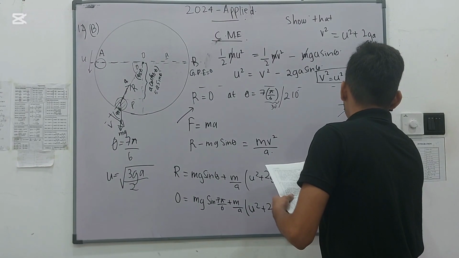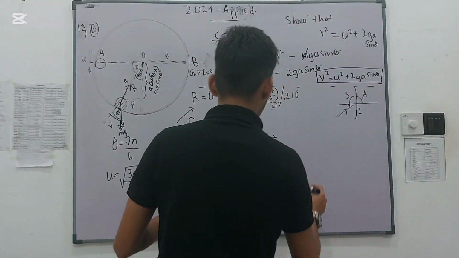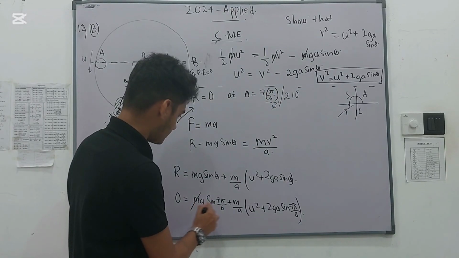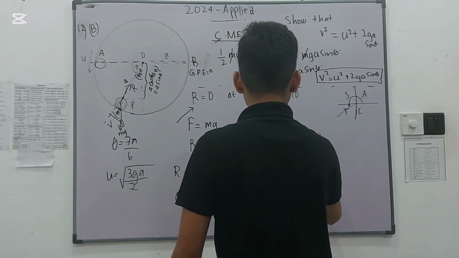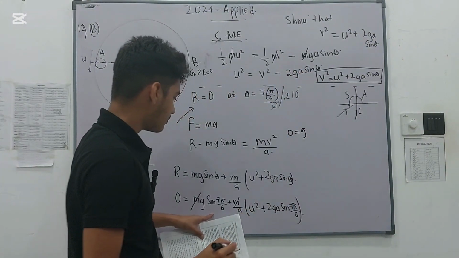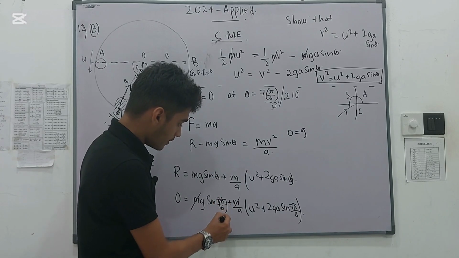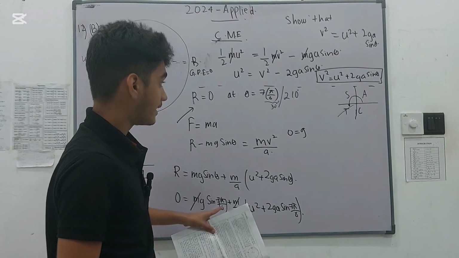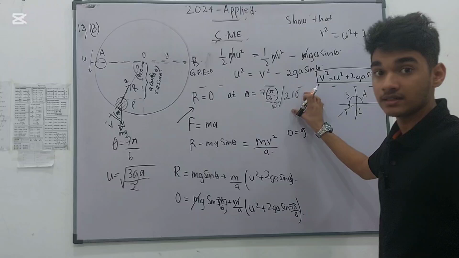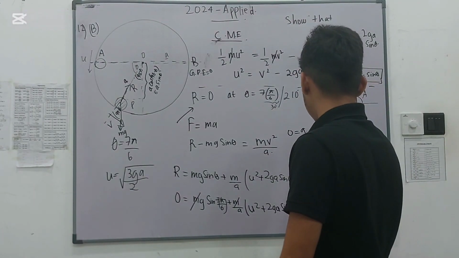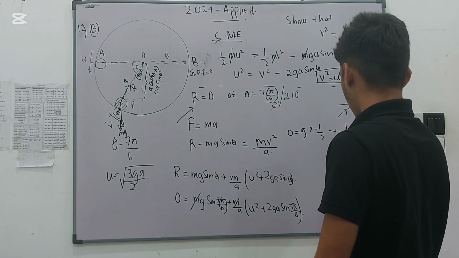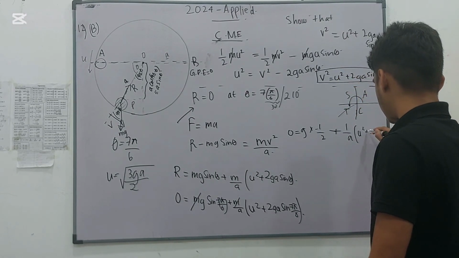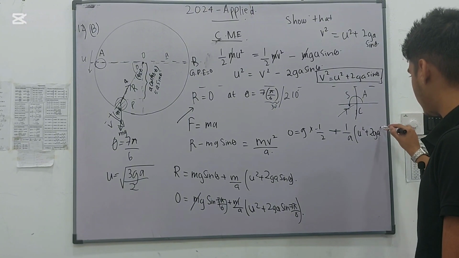So what we can say over here is, we can cancel m. So 0 is equal to g sin 7 pi over 6 plus 1 over a times u squared plus 2ga sin 7 pi over 6. What is sin pi by 6? We know sin pi by 6 is half. But sin 7 pi by 6 is 210, so it is going to be minus half. So we can say g times minus half plus 1 over a times u squared plus 2ga times minus half. So this half and this half I can cancel.